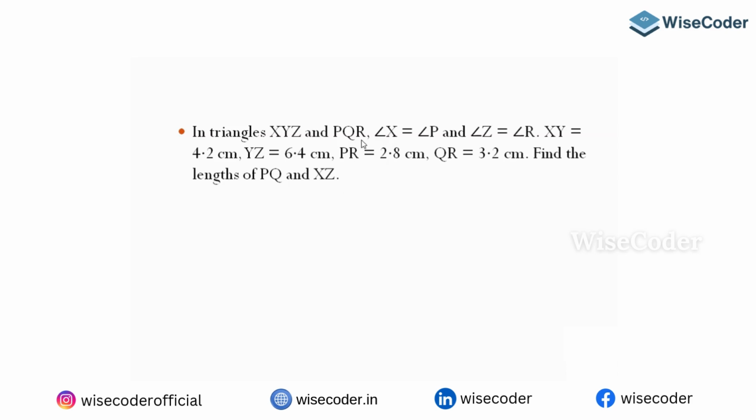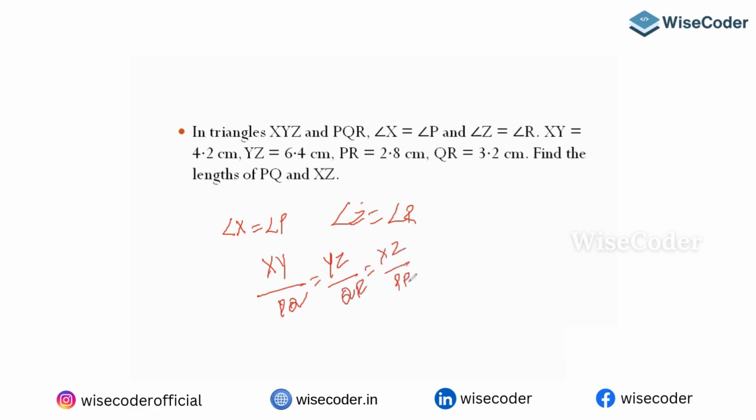So guys, they were telling that angle X is equal to angle P and angle Z is equal to angle R. This is the concept of similar triangles. When it is similar triangles, we can write XY by PQ is equal to YZ by QR is equal to XZ by PR. Do we know the lengths? Yes. Let's do this. XY is 4.2. YZ is 6.4.